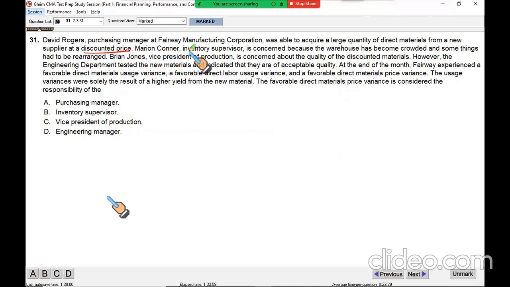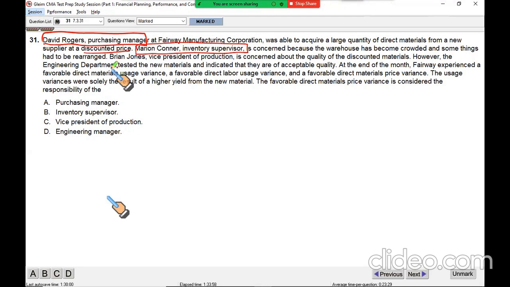Marion Connor, the inventory supervisor, is concerned because the warehouse has become overcrowded and some things had to be rearranged. So she's worried. She's the inventory manager. There's a third person also, Brian Johns. He's the vice president. So let's see first. David Rogers is the purchasing manager who bought very cheap material. Marion Connor, she's inventory supervisor. She's worried that the space is short and we have lots of goods to arrange.